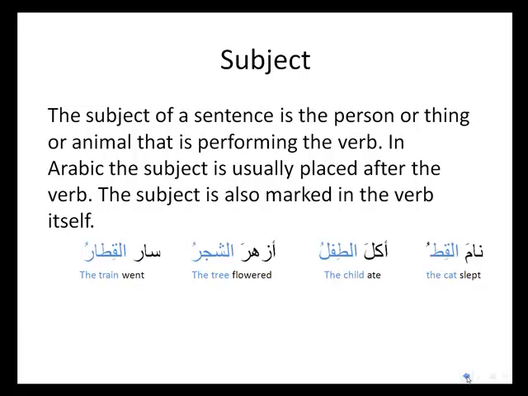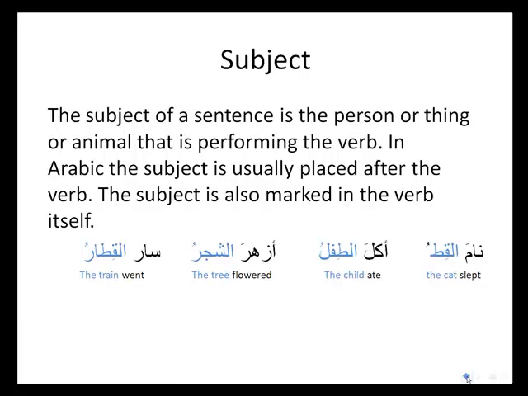As you know, the subject is also marked in the verb itself. In Arabic, if you look at a verb, you can see exactly if it's a man or a woman who's performing the verb, if it's one person or two people, or three and more than that. And you can also see if it's the first person, I or we, or the second person, you, or the third person, he, she, or they. All of that you can read just from looking at the verb.